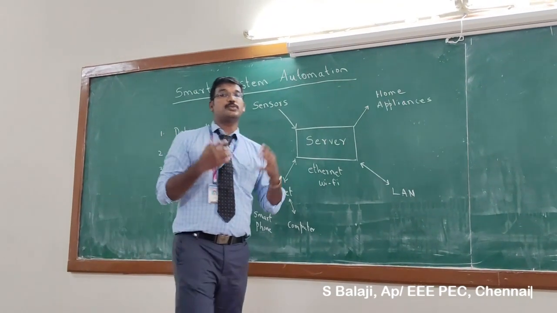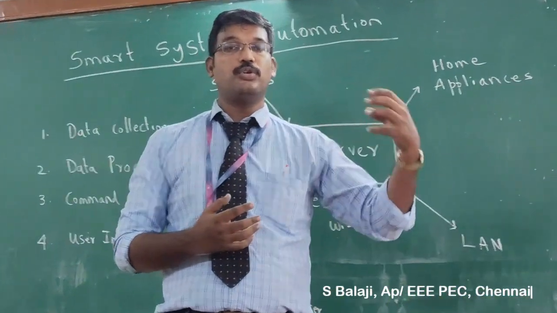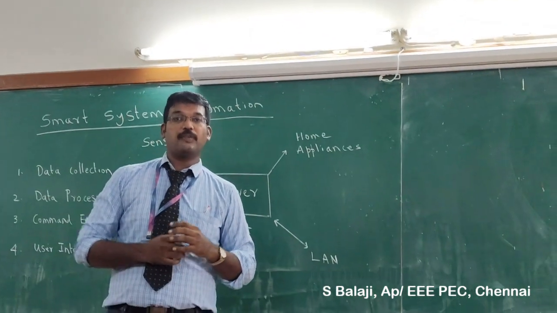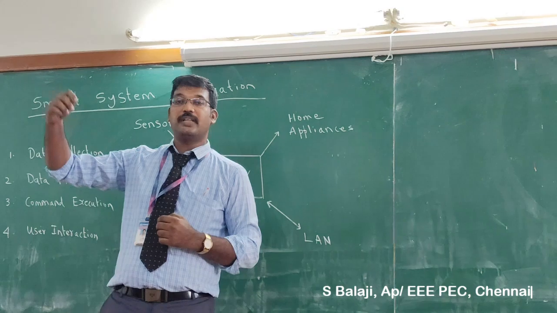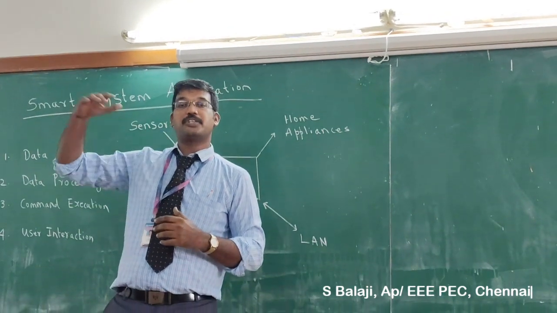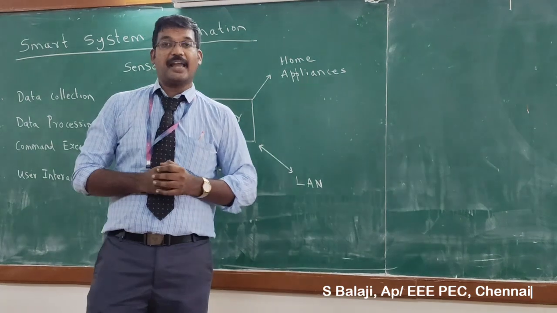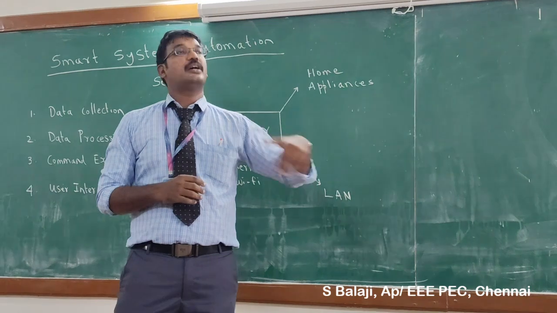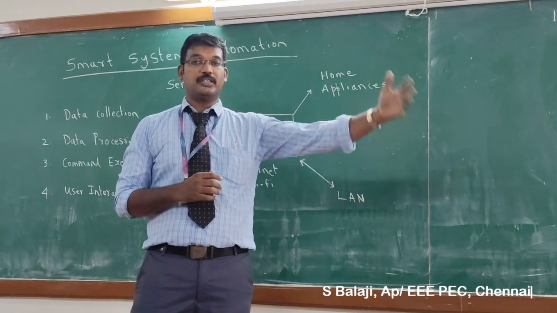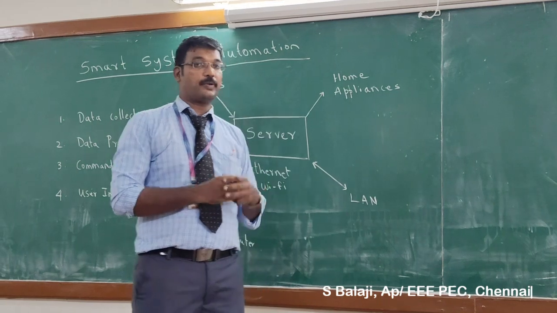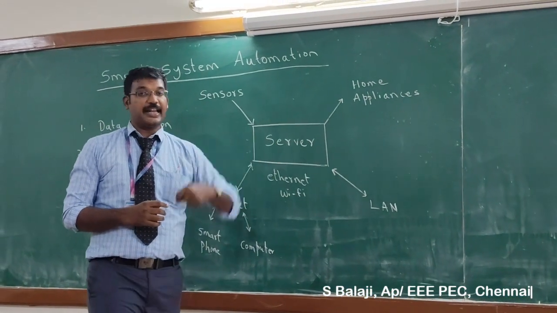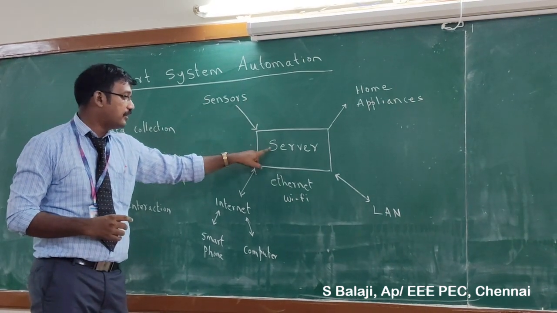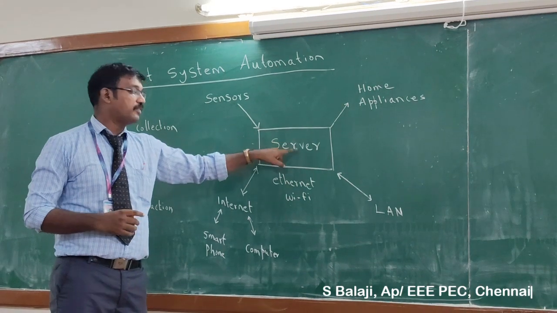So in house automation, I want to know whether an air conditioner should be on or off. Now let's say that I want to make a decision based on the actual temperature. If the temperature is very hot, I want the air conditioner to be on. If the temperature is very low, I don't want the air conditioner to be on. So for this I need the data. So first I measure the temperature through a sensor and I give this data to the server.